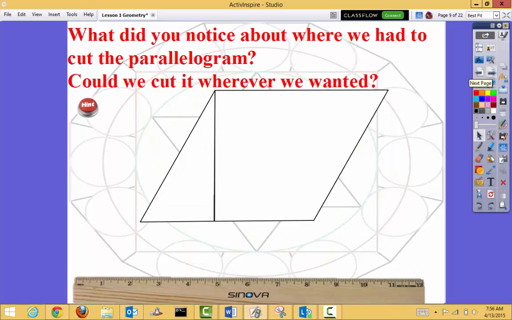What did you notice about where we had to cut the parallelogram? Can I cut it anywhere else I want? So I cut it right here. Is there another place I can cut it? You bet. I can also cut it.